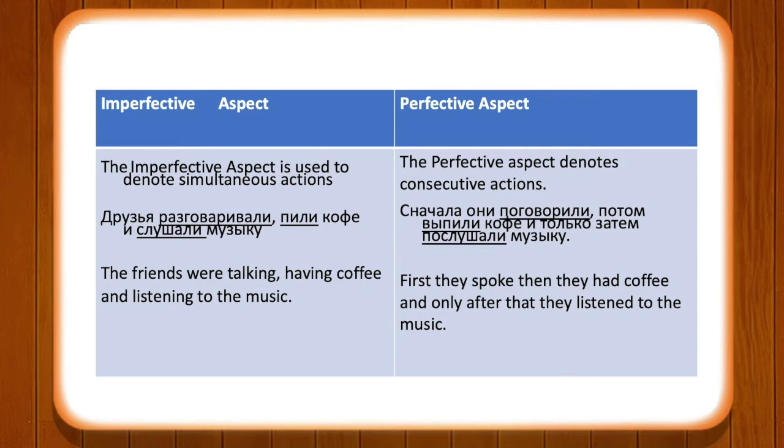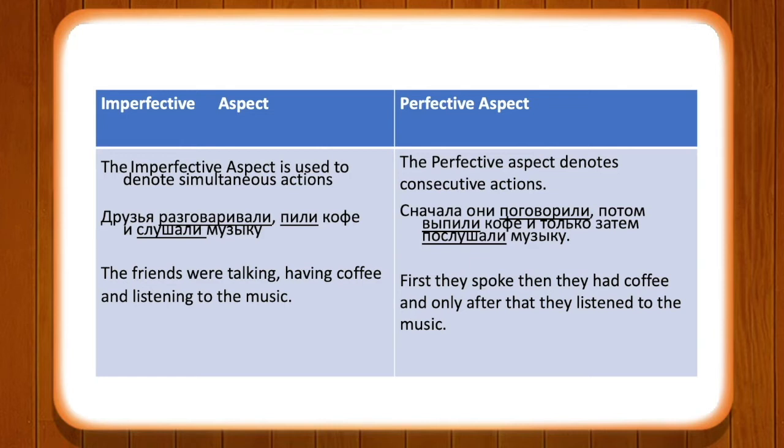Друзья разговаривали, пили чай or coffee, слушали музыку. So they were talking to each other, having coffee as well as listening to the music. All these three actions were taking place at the same time. To denote such simultaneous actions, we use the imperfective aspect.